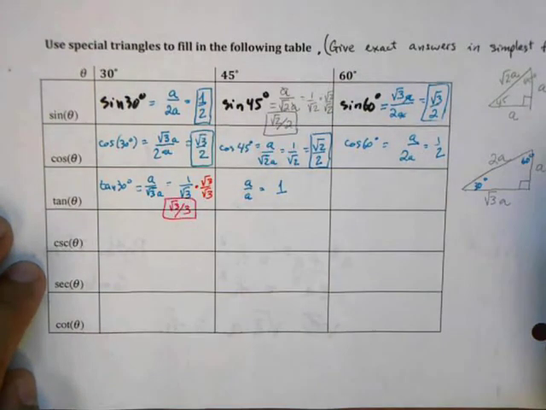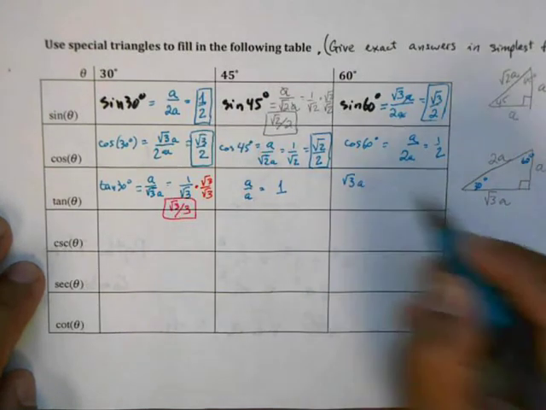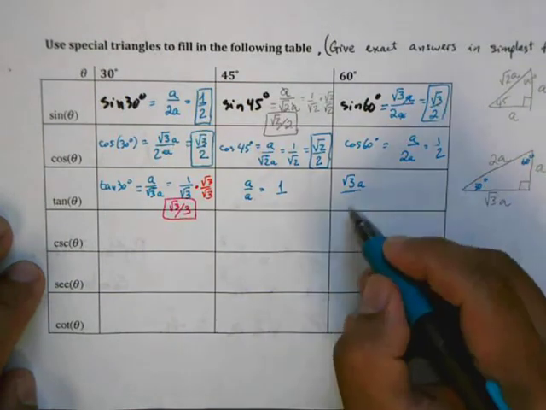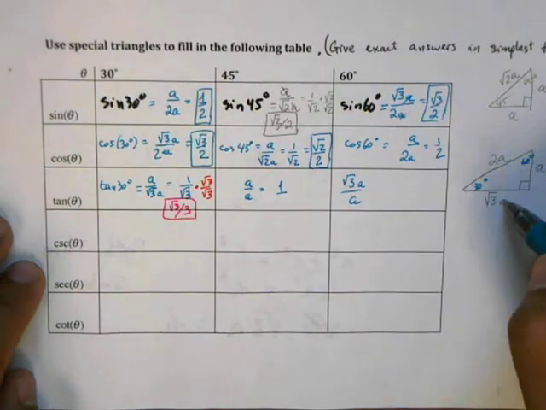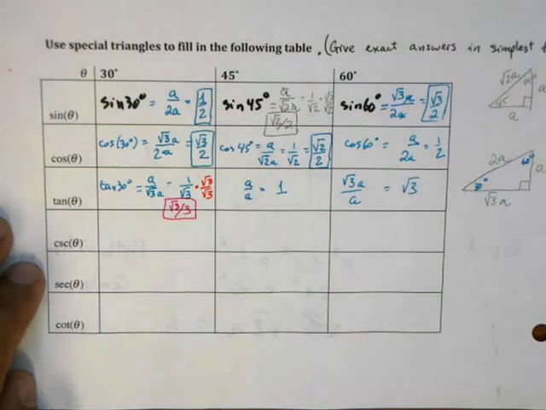Tangent of 60 degrees is square root of 3a over a, so that's opposite over adjacent. That gives me square root of 3.